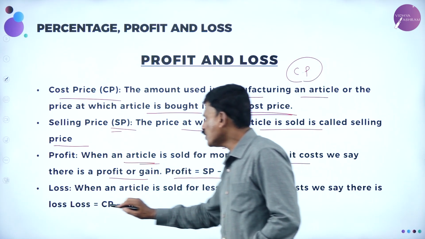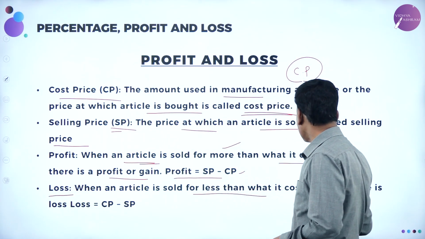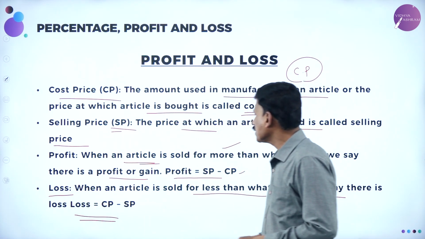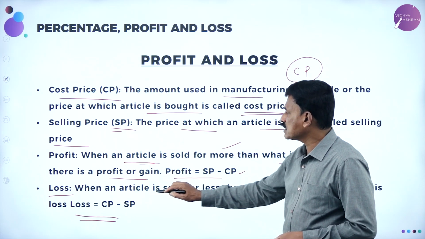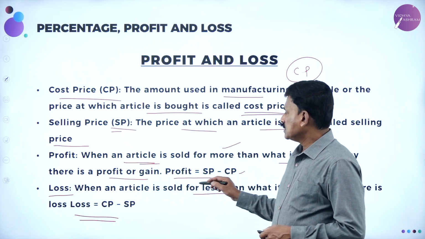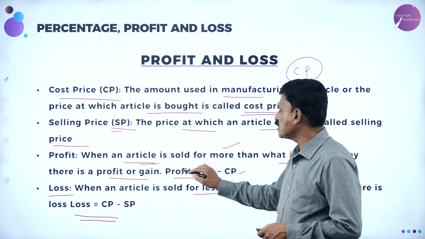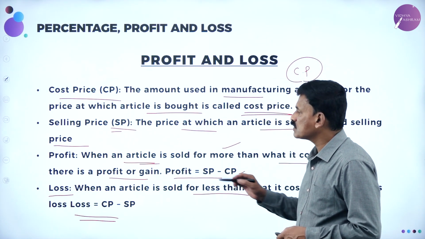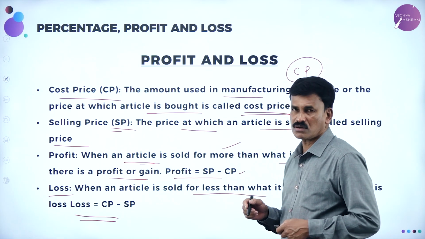Now what is the loss? Loss is nothing but when an article is sold for less than what it cost, then we say that there is a loss, and loss is given by cost price minus selling price. So if it is SP minus CP, selling price minus cost price will give the profit, whereas cost price minus selling price will give the loss. This is how we are going to find out the profit or loss.